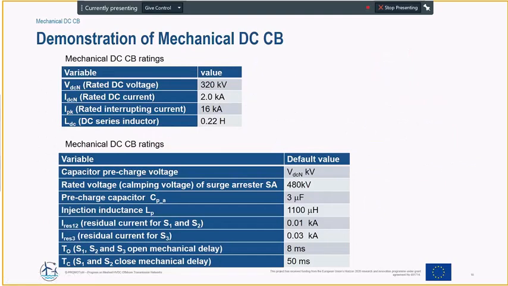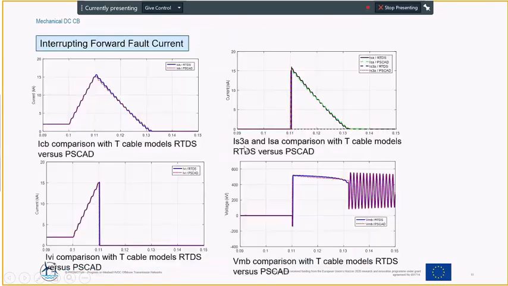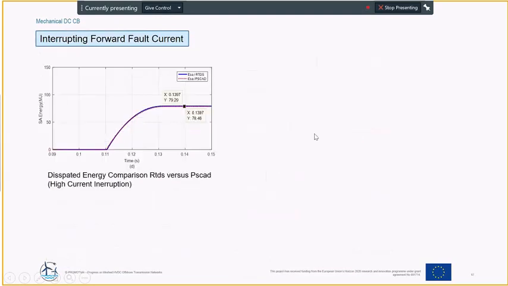The demonstration of the mechanical DC circuit breaker, the ratings, the parameters of the modeling are presented here. And for a demonstration, we use the same example as in the case of the VARC DC circuit breaker model. So we see a very good matching of the currents, voltages, etc. And also the energy absorption matches well, which is also a sign that the surge arrestor is correctly modeled.